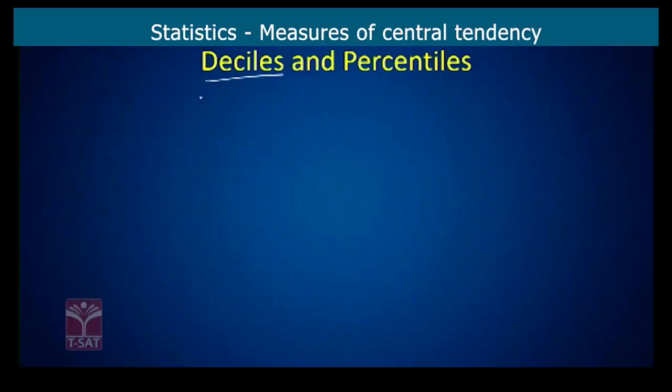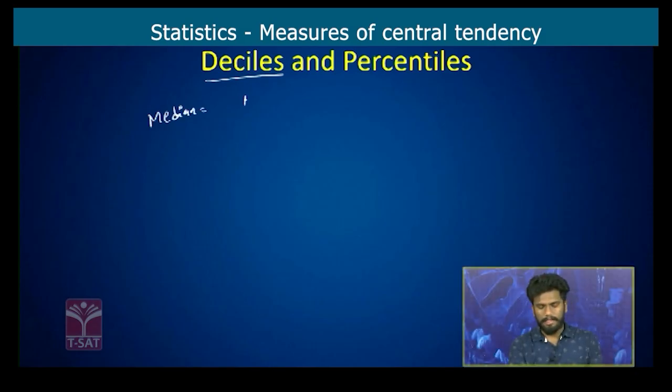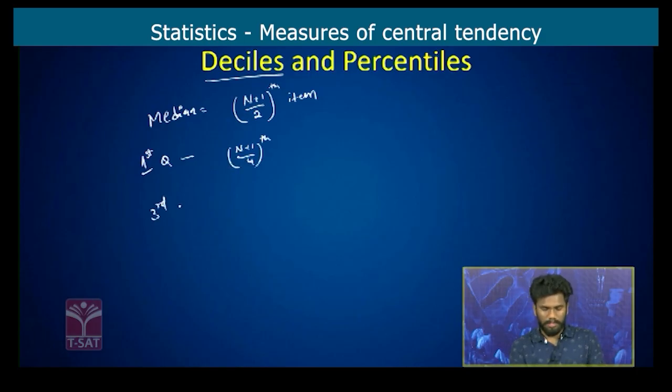So in the median, we have seen the data is divided into half. When coming to quartiles, the first quartile divides the data into 1/4, and the third quartile divides it as 3/4. So this is about median, first quartile and third quartile that we discussed in the last class.